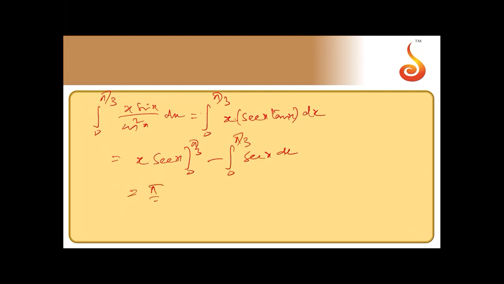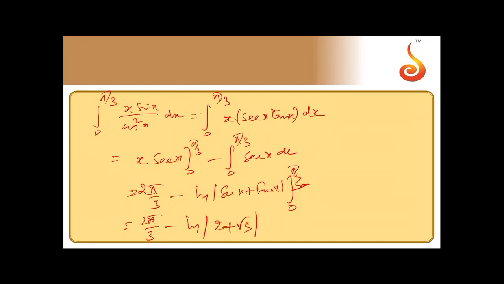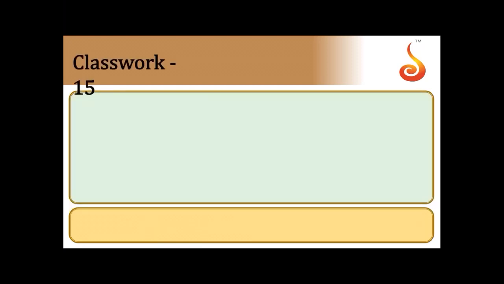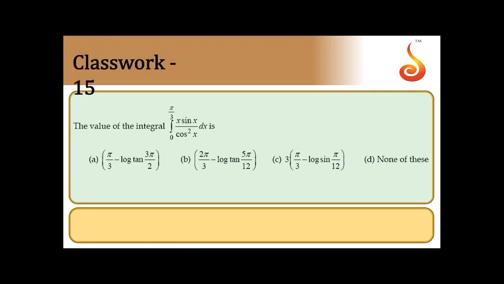And pi by 3 multiplied by secant pi by 3, which is 2, minus 0. So 2 pi by 3 minus log mod of secant x plus tan x, limits from 0 to pi by 3. When you substitute, it is 2 pi by 3 minus log mod of 2 plus root 3. So 2 plus root 3 minus log 1, which is 0. So 2 pi by 3 minus log of 2 plus root 3.